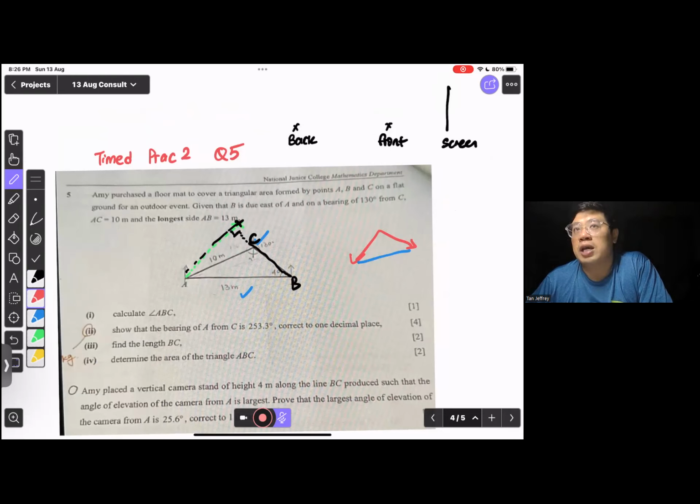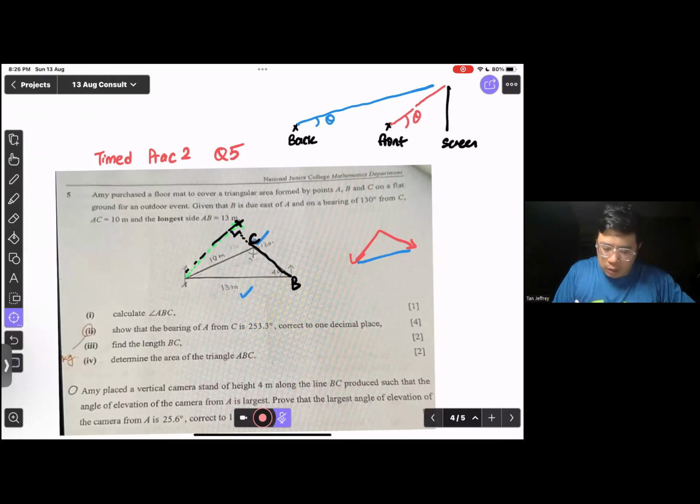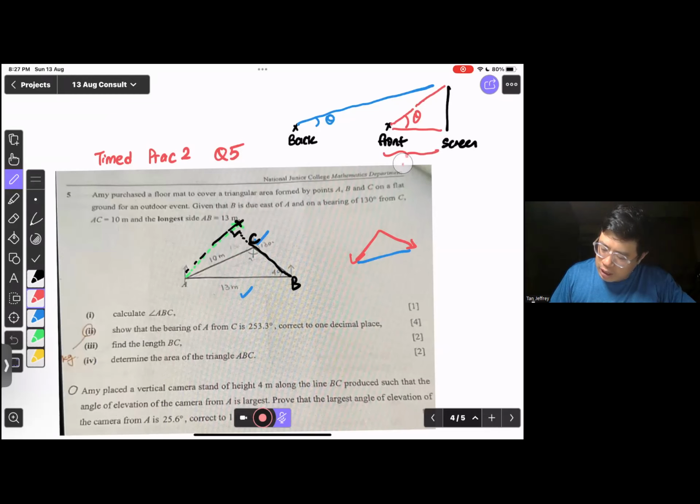Why is it people don't want to sit at the front? Because if I sit at the front, wow, I need to lift up my neck literally like this. So it's a very big angle of elevation. Whereas if I sit at the back, it's a small angle of elevation. So the biggest angle of elevation comes when the distance between the two points is the shortest. That's why I will choose this. This is my shortest distance. Yeah, this is a very popular question.